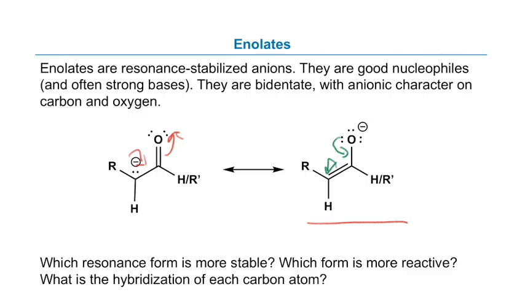Of these two, left or right, what do you guys think? Which do you think is more stable? The carbanion kind of structure or the oxyanion kind of structure? If you had to give them a ranking, carbon or oxygen, which one wins? Why? What's your rationalization? Yeah, oxygen's more electronegative. It's better able to hold on to a negative charge.